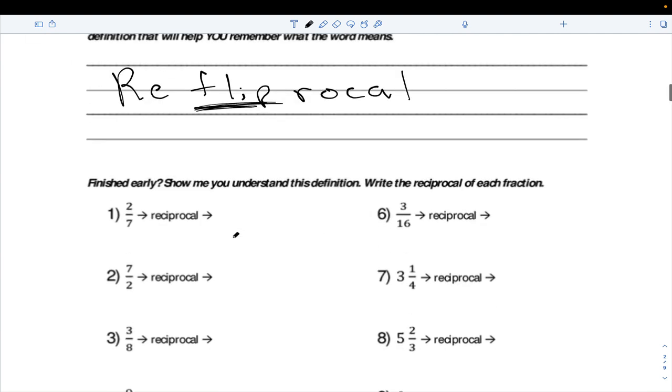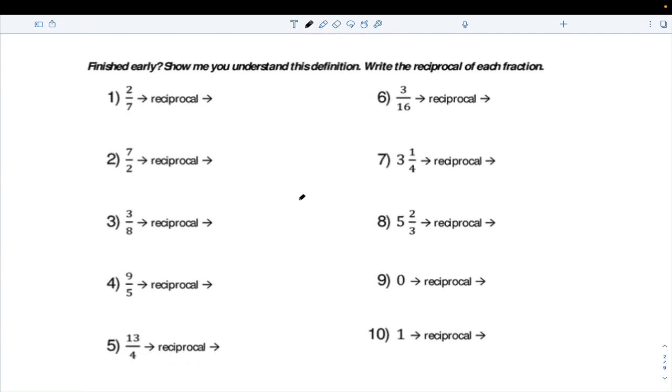Cool. So let's do a quick reciprocal practice. What's the reciprocal of 2/7? Give it to me. I'm going to cold call quickly. Aaron, 2/7 reciprocal looks like? Good. 7 over 2. Reciprocal Braden. 2 over 7. 3 over 8 reciprocal Ty. 8 over 3. 9 over 5 reciprocal Cooper. 13 over 4 reciprocal Meta.